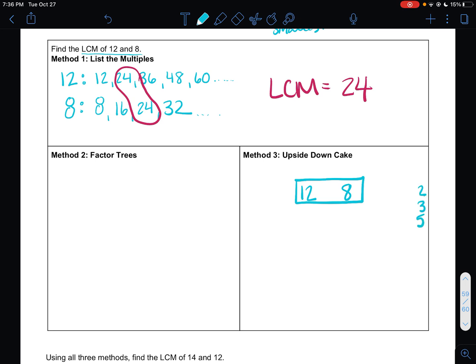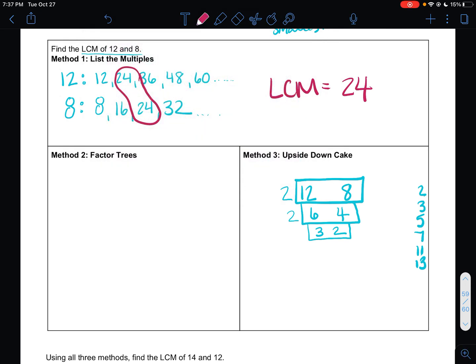So my prime numbers that I'm going to divide out: 2, 3, 5, 7, 11, 13. So start with 2. 12 and 8 are divisible by 2. So you put a 2 on the side. 12 divided by 2 is 6. 8 divided by 2 is 4. 6 and 4 are divisible by 2, so I put a 2 on the outside. 6 divided by 2 is 3. 4 divided by 2 is 2. 3 and 2 are prime, so I know that I'm done. I cannot go any further.